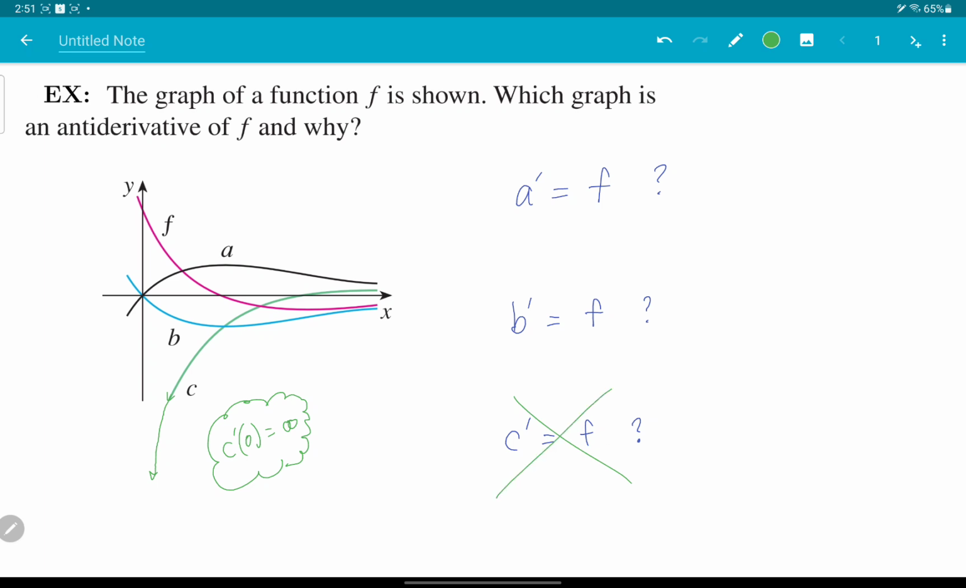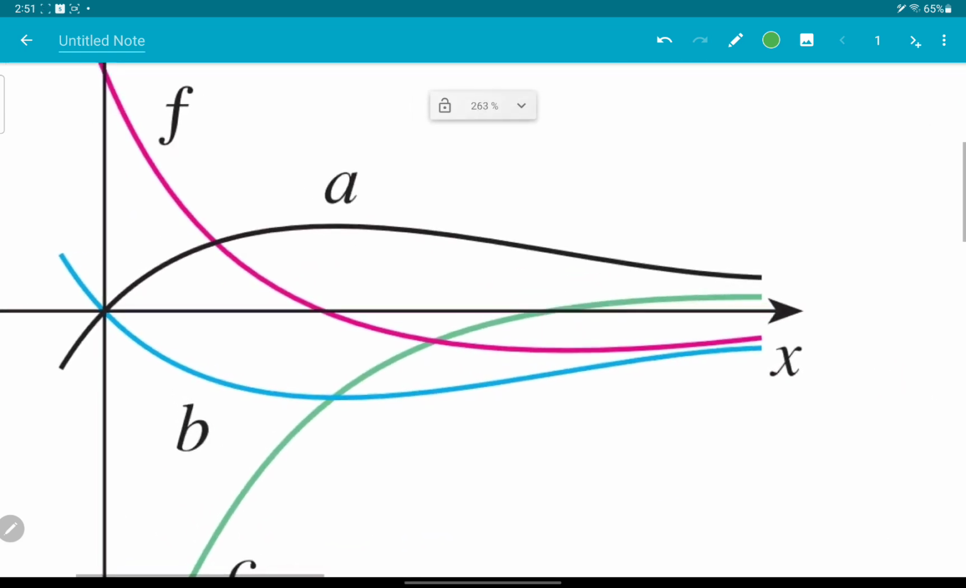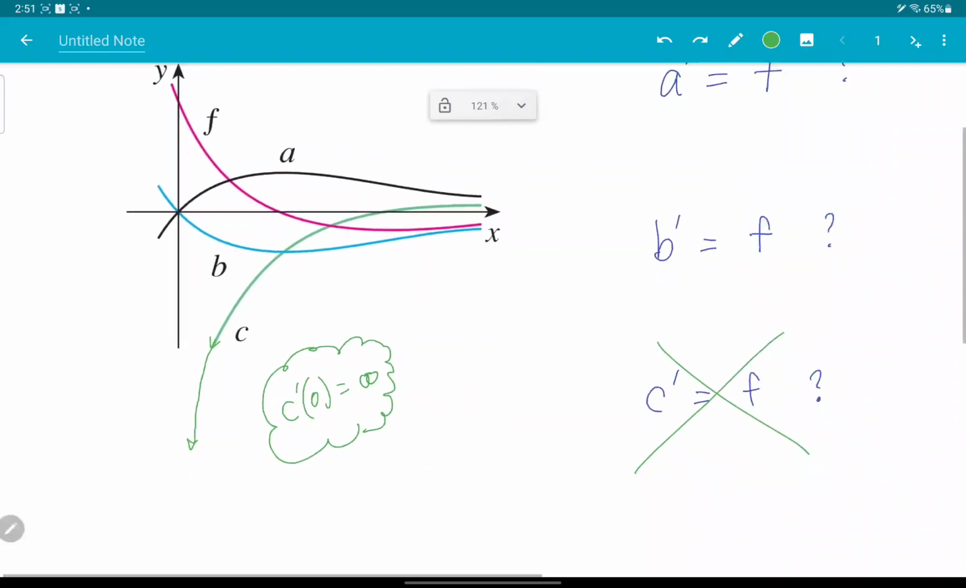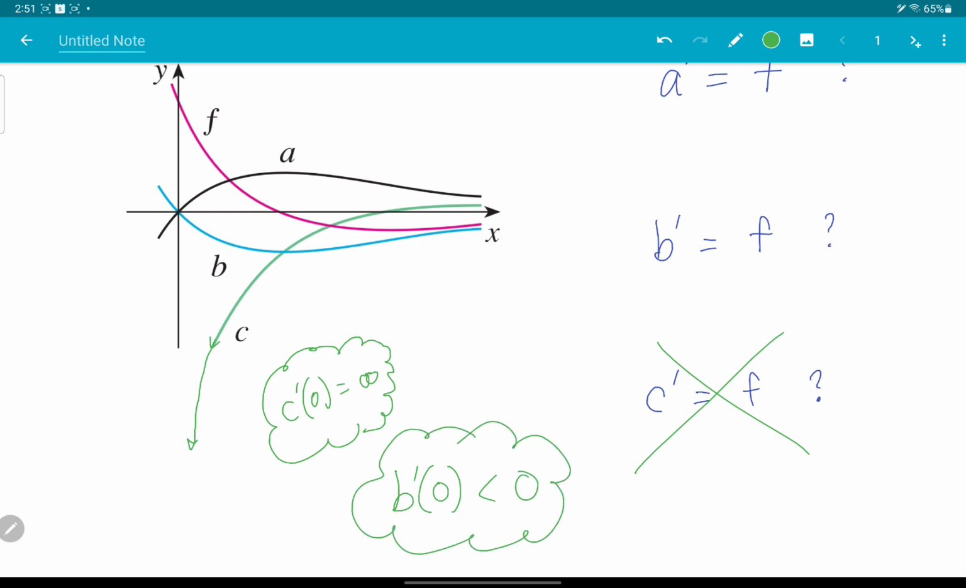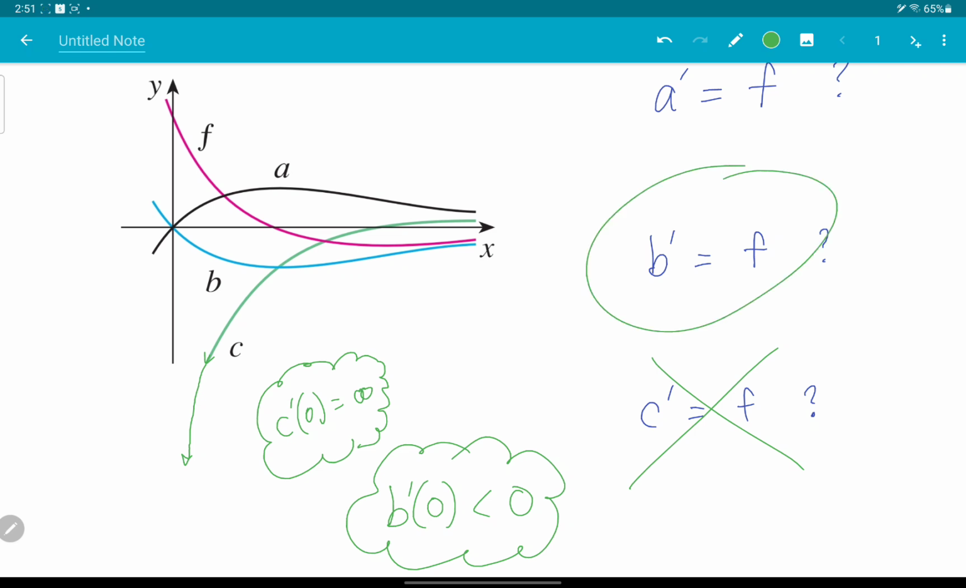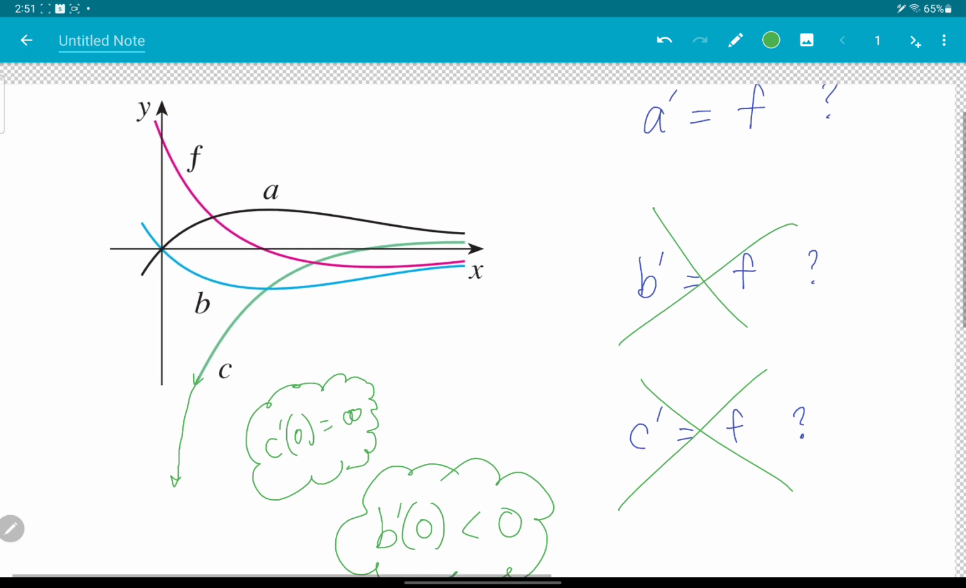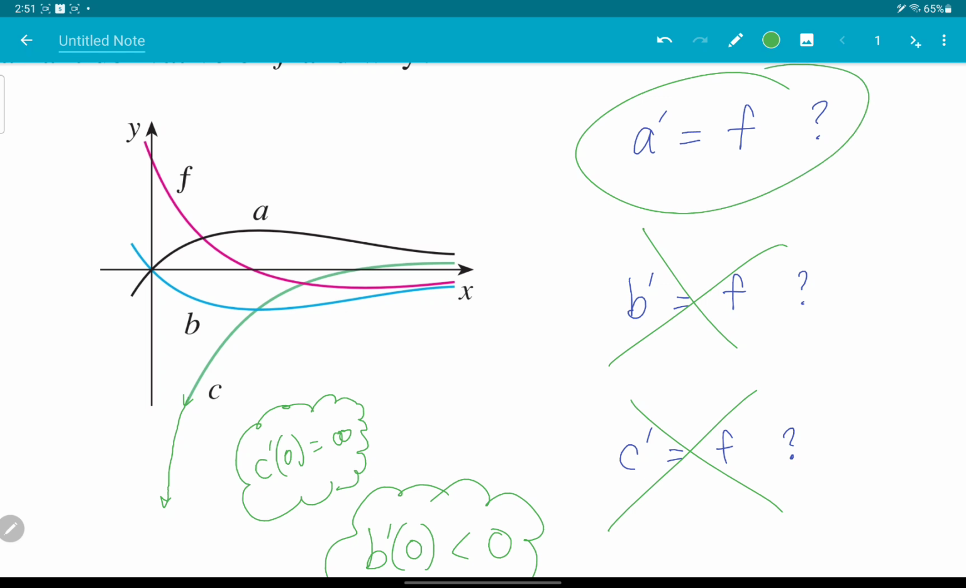How about b prime? Could b prime equal f? Well, again, I'm going to look at how b starts out. Initially, right here, if I zoom in, that slope there is negative. So I could write something like b prime of 0 is less than 0. So could b prime equal f? Well, no, because f of 0 is positive, see? So it can't be that one. So it's got to be a prime is equal to f.